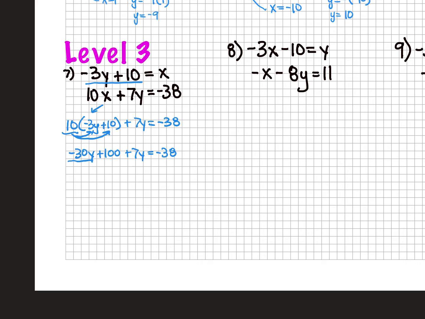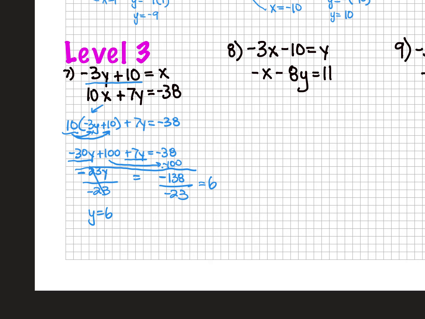Let's see. Negative 30y and positive 7y means the negative y's win by 23 people. So negative 23y. I'm going to subtract 100 over to this side. I probably did that messy, but 38 people on the negative team, 100 more people on the negative team means now we have 138 people on the negative team. So we have negative 23y equals negative 138. I'm going to divide by negative 23. And I'm guessing that that is 6. So we have 6 for y.